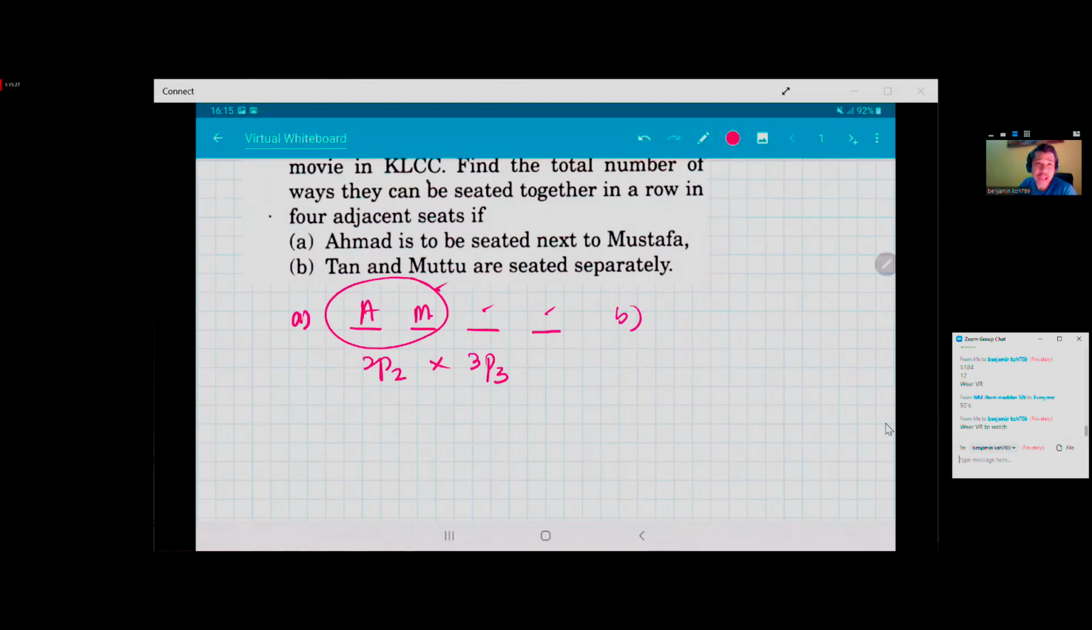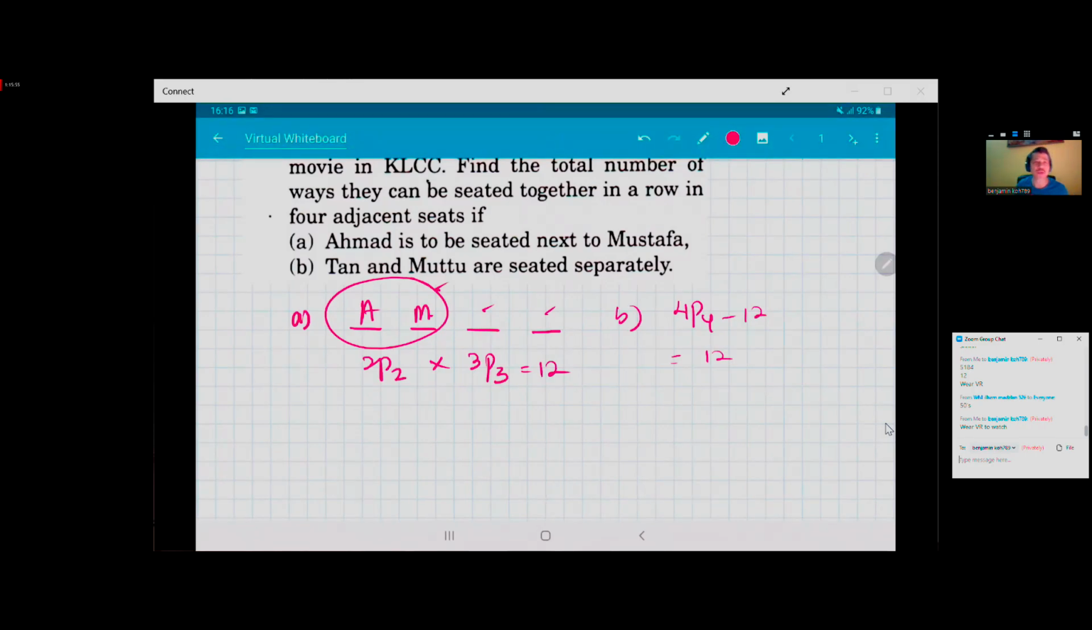And then what about B? Separated. Actually, no problem. You know why? If Tan and Mutu are separated, you can count when they're together. Because only 2 people, Tan and Mutu together and Ahmad Mustafa together, same number, right? Which means it's also equal to 12, right? So what I do now is, since there are 4 people, 4P4 minus 12. And then you get your answer. So the answer is 12, right? Yeah. So both answers are correct.